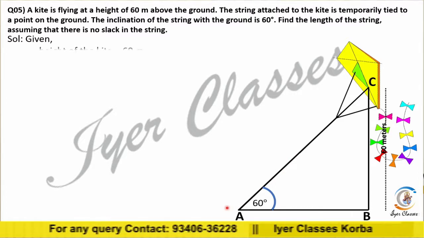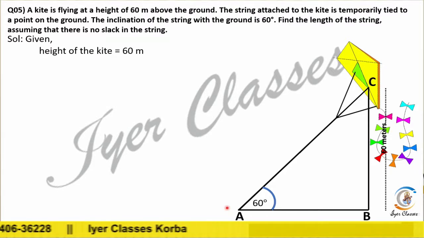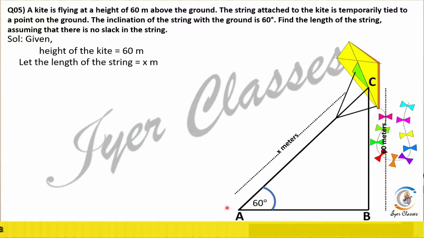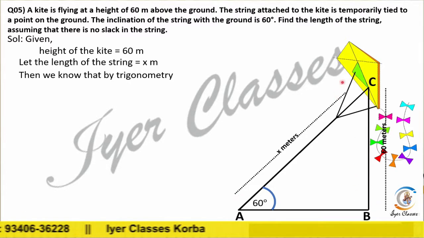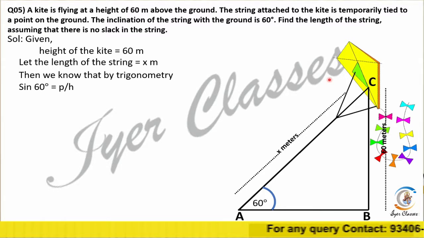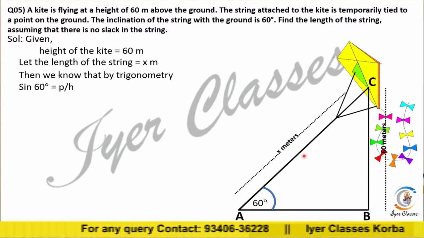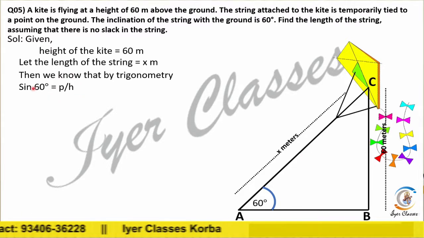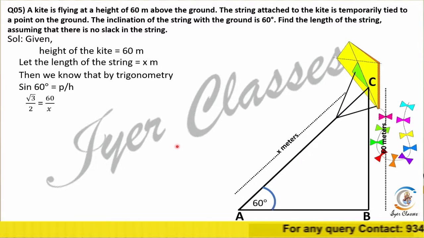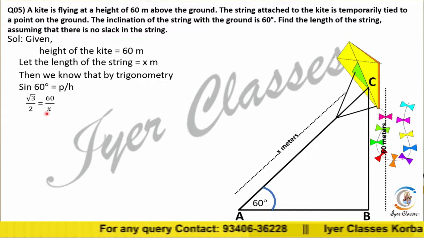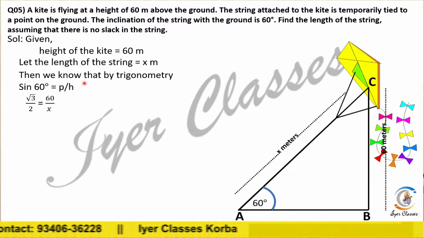Now, what is given to you? The height of the kite from the ground is 60 meters, right? And let the length of the string be x meters. So this is x meters. Now, we want a trigonometrical relation which connects the perpendicular and the hypotenuse, and we know that is sine theta. Here, theta is equal to 60 degrees. So, what is sine theta? We all know it is equal to perpendicular by hypotenuse, right? Now, what is sine 60? We have learned the values, right? That is equal to root 3 by 2, and that is equal to P by H, which is 60 divided by x. We don't know what the value is.